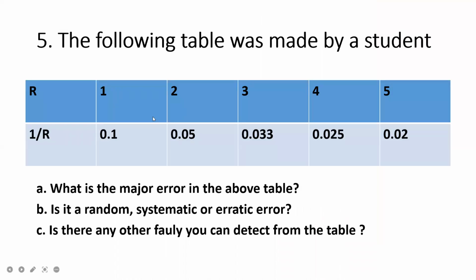So the next question, number 5, says the following table was made by a student. Now this is the table here. Our R is 1, 2, 3, 4, 5, and our 1 over R is 0.1, 0.05, 0.033, 0.025, and 0.022. We are asked what is the major error in the above table. Is it random error, systematic error, erratic error? And is there any other fault you can detect from the table?